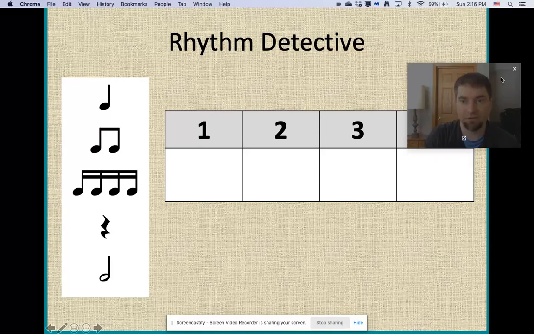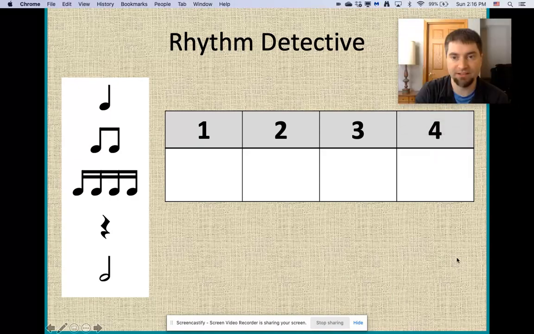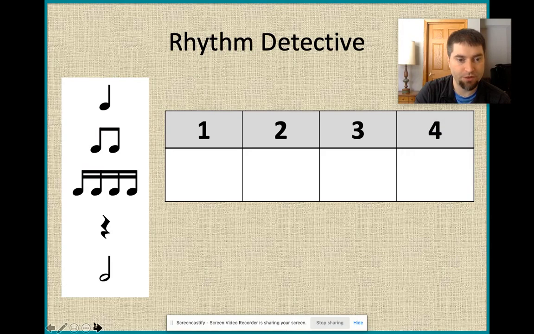All right, we're going to play a couple rounds of Rhythm Detective. Here are your rhythm choices. We have do, do day, do ta day ta, a beat of silence, which we call a quarter rest, or do, which we call a half note.